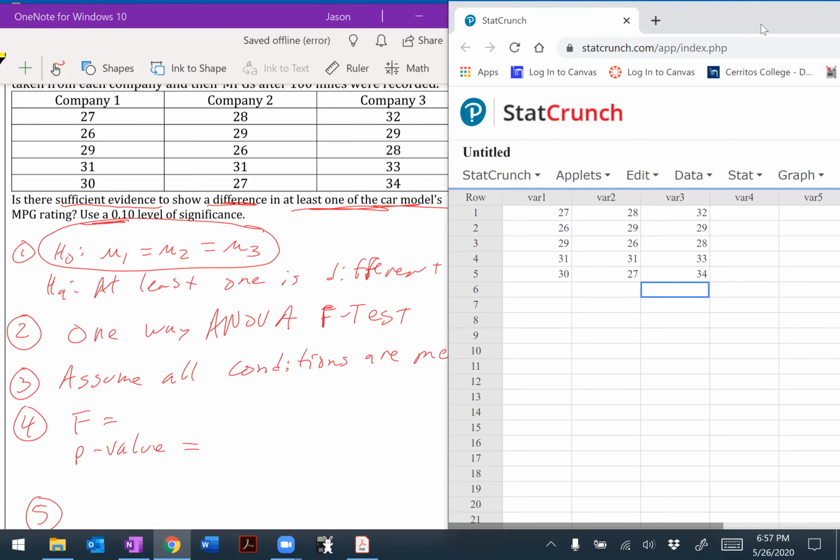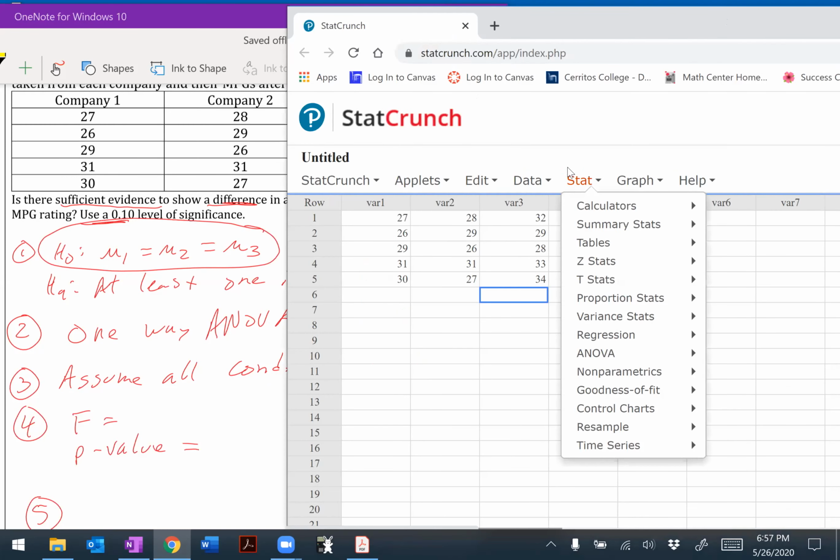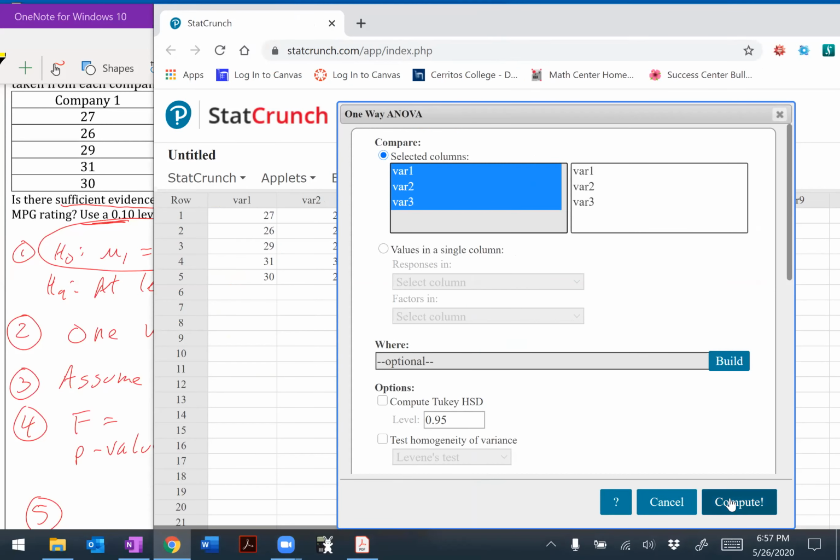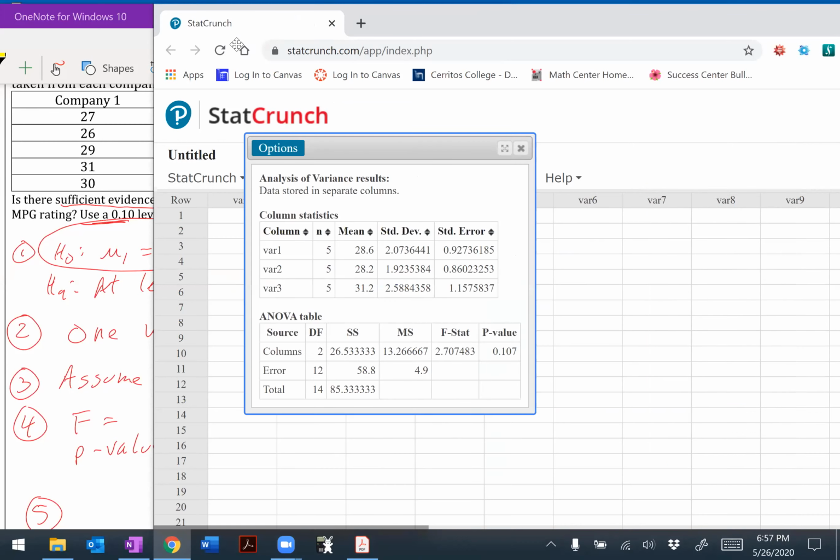But let's not just go with what this visually looks like, like, oh, it's about the same. Let's actually run a hard statistic. Let's do our ANOVA. We're going to hold shift down, and then I can get all 3 of those. Okay, and then I want to compute. And I'm going to pull this guy over here.